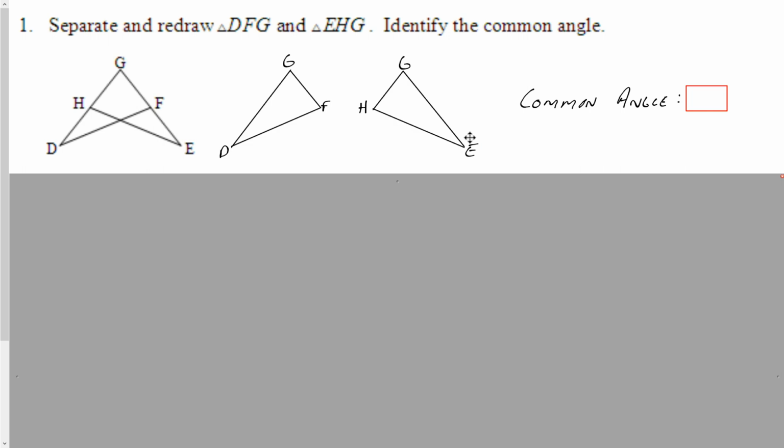So the picture that you could have drawn, notice I just, if you can imagine, literally pulling them apart, separating them, and then relabeling each vertex. I didn't turn them at all. I kept them oriented the exact same way as they were in that original picture. Now these two have in common the angle G, or if you named it angle DGE, EGD, something like that, it's the same idea.